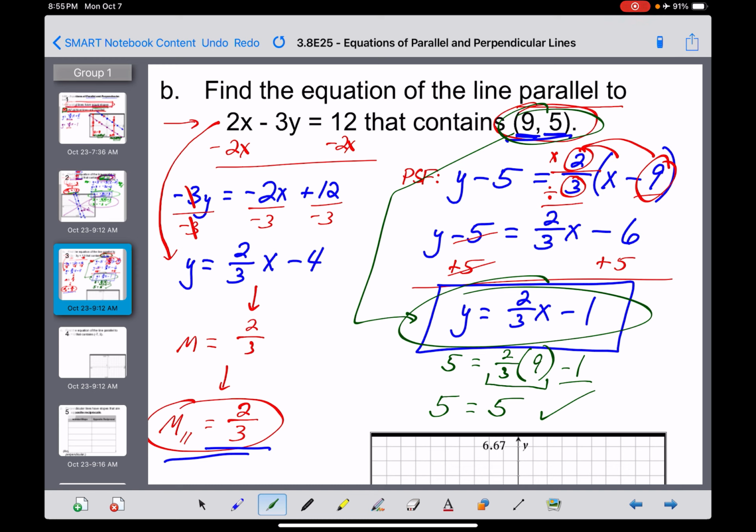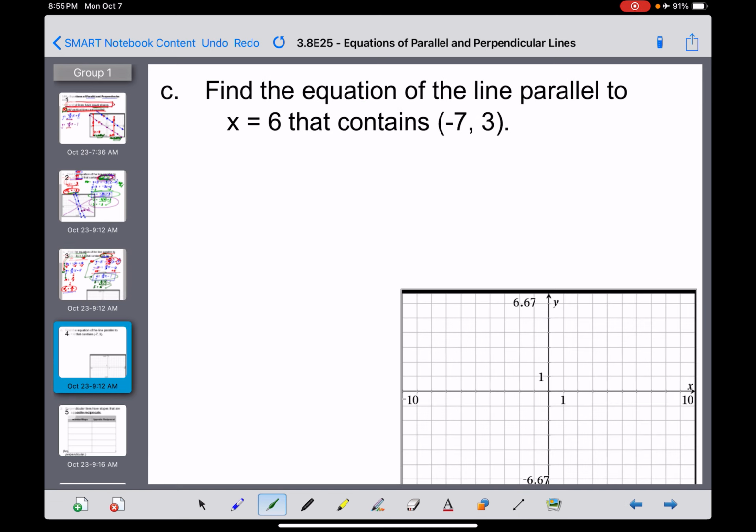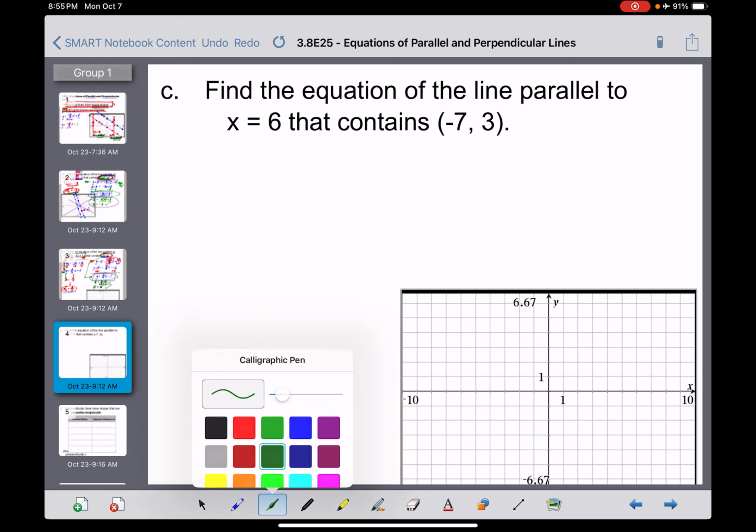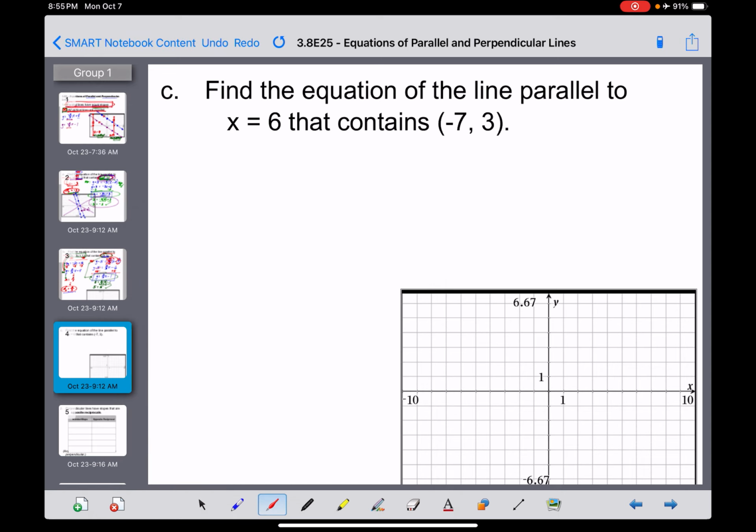Okay, so B was a little bit harder than A because the equation we were given was in standard form instead of slope-intercept. So what did we do? We took this standard form equation and we got it into slope-intercept form, and then we were able to read the slope. Okay, one more example in this part of the notes, guys. Similar problem. Find the equation of a line that is parallel yet again to x equals 6 and contains the point -7, 3.